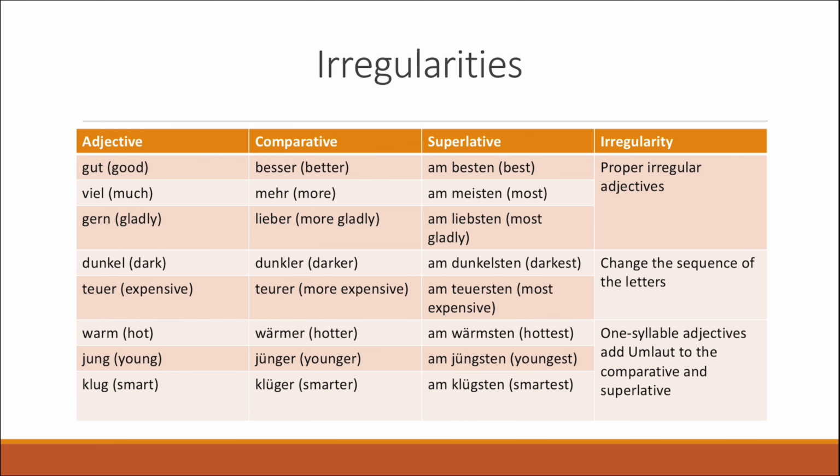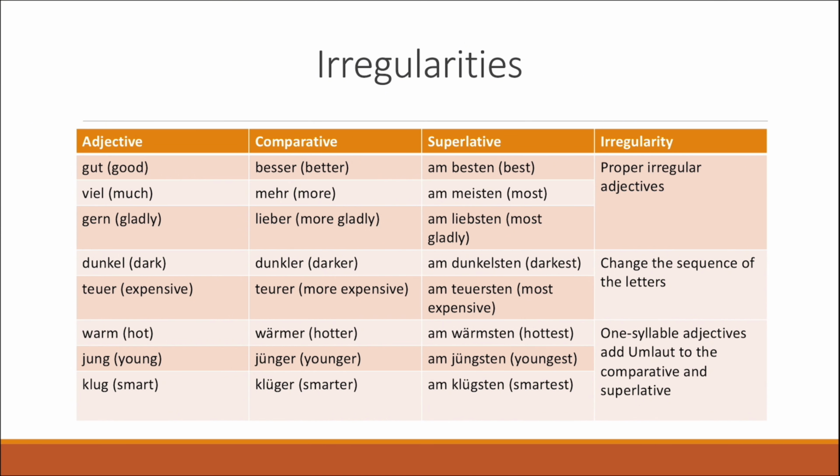Now, even though we have some rules for the comparative and for the superlative, we also should consider some irregularities that we might have. Now, for example, let's have a look at the first 3 adjectives. Gut, which means good, viel, which means much, and gern, which means gladly. If you would try to build, for example, the comparative of gut, then you couldn't just add er to the end and say guter. That would be false, because the comparative of gut is irregular and is going to be besser.